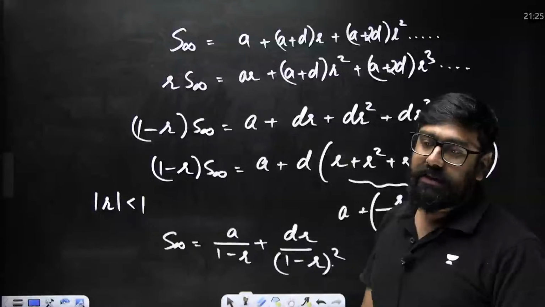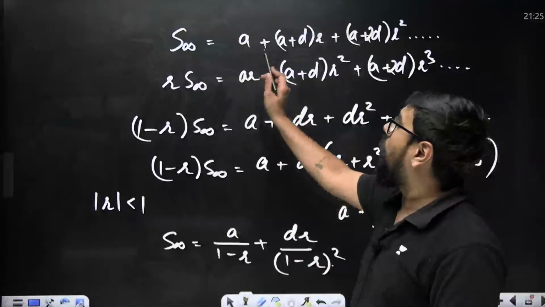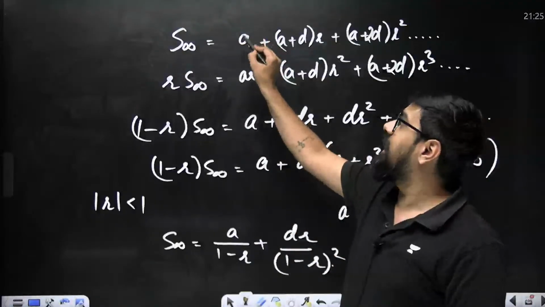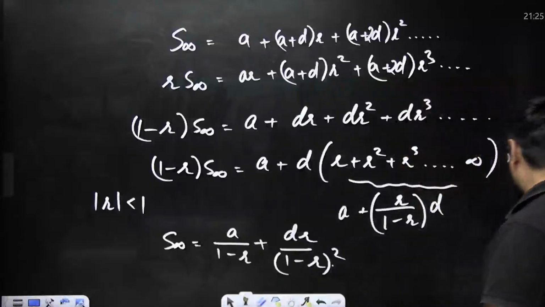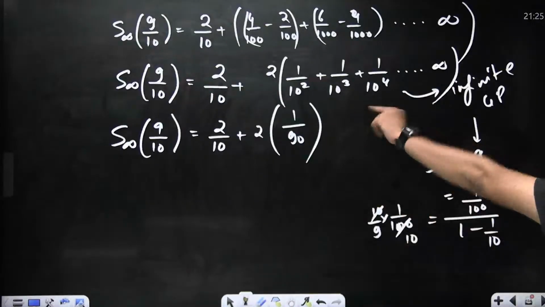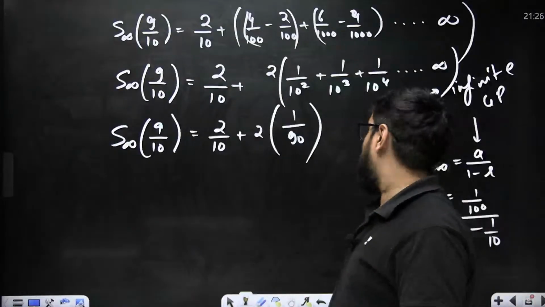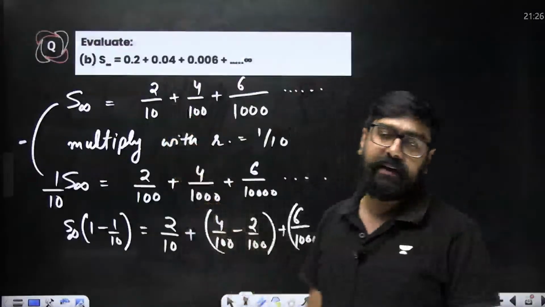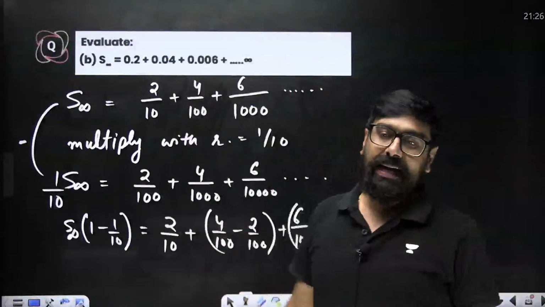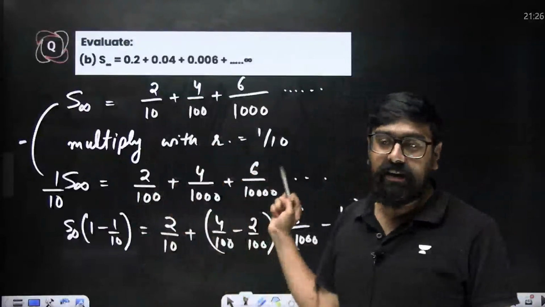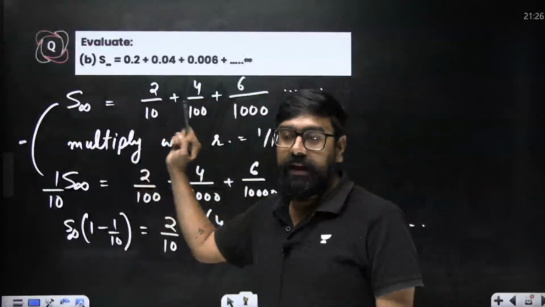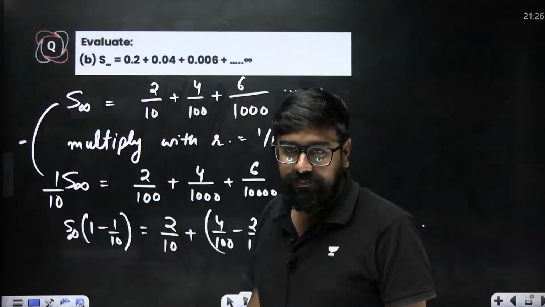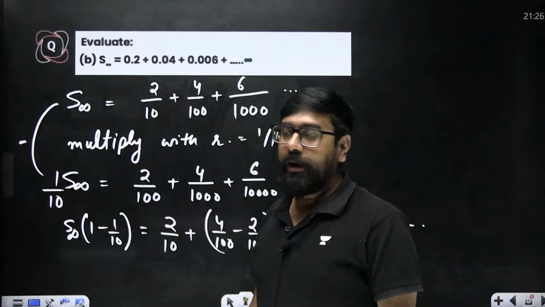Why not to mug this formula? Because this formula will not work when the first term is multiplied with r. Just like this question. In this question, this formula will not work. Why? Because the first term is multiplied with 1 by 10. First term is not alone. A is not alone. When we derived the formula, a was alone. But here a is not alone. Get my point? A should be alone.